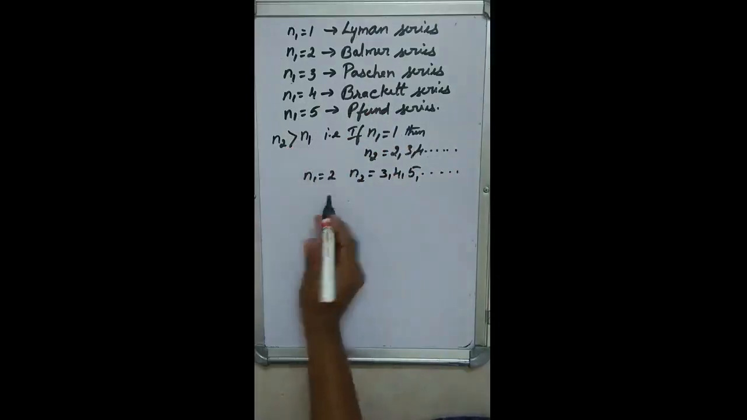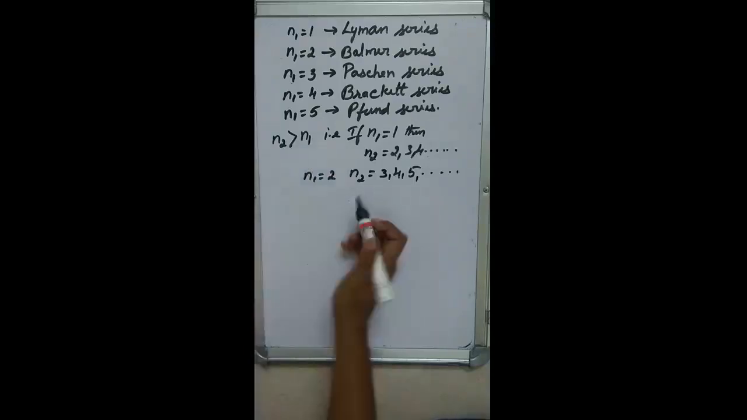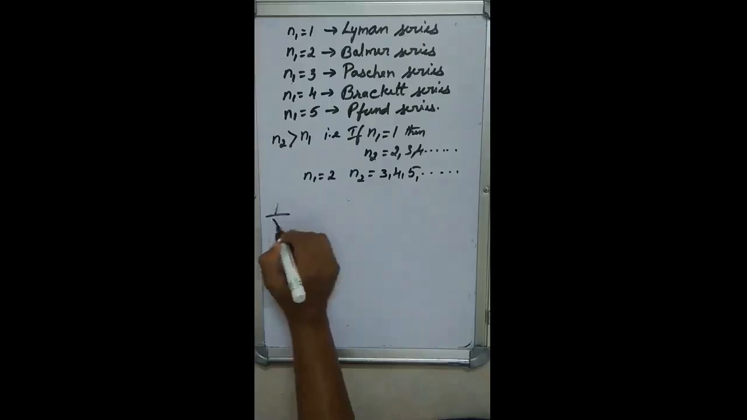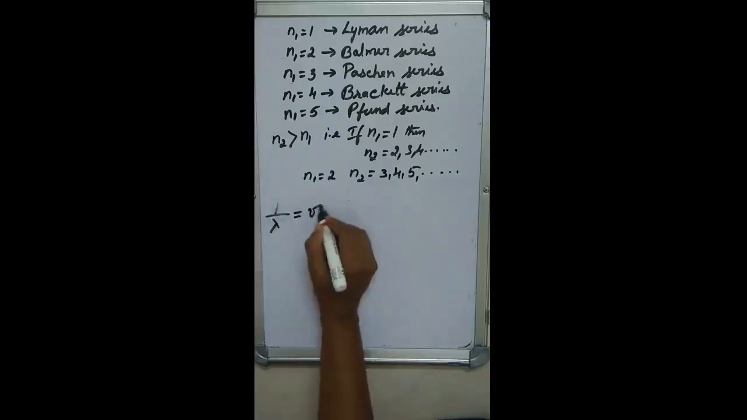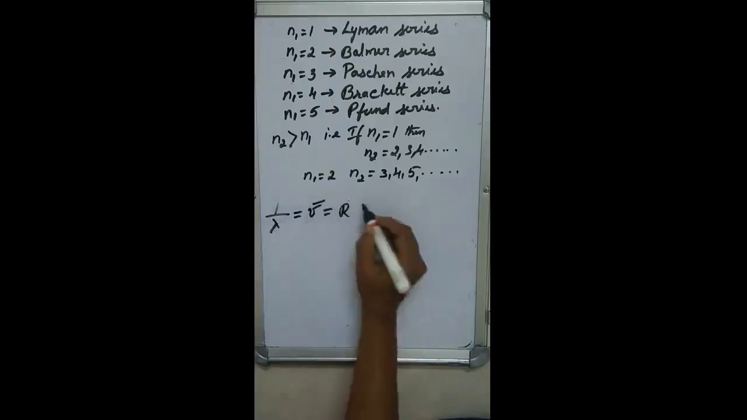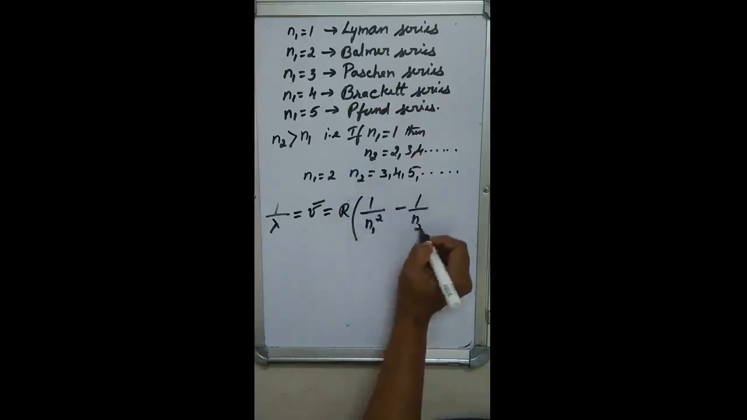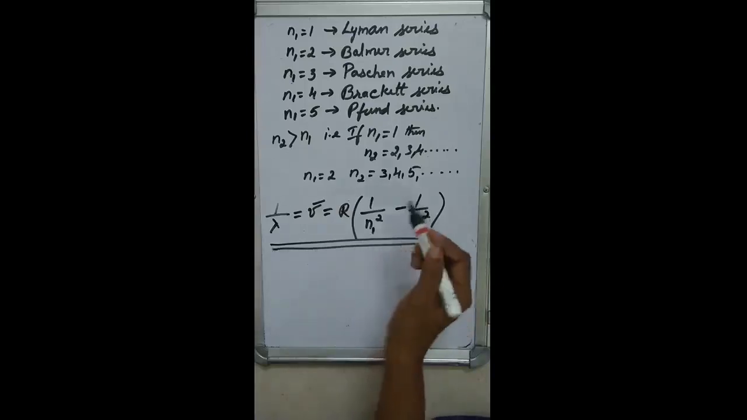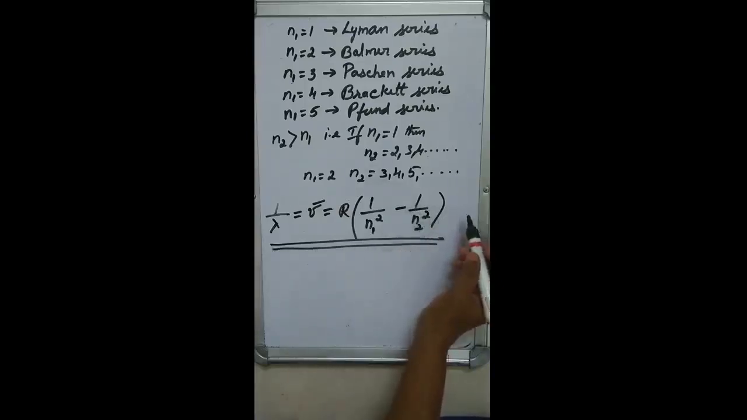Here there is a formula that is called the Rydberg equation. So 1 by lambda, which we can also write as wave number, is equal to R times (1 by n1 square minus 1 by n2 square). This formula is used to calculate wave number or wavelength of spectral lines of different series.